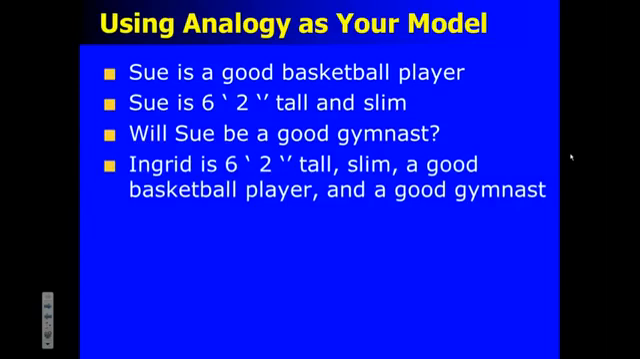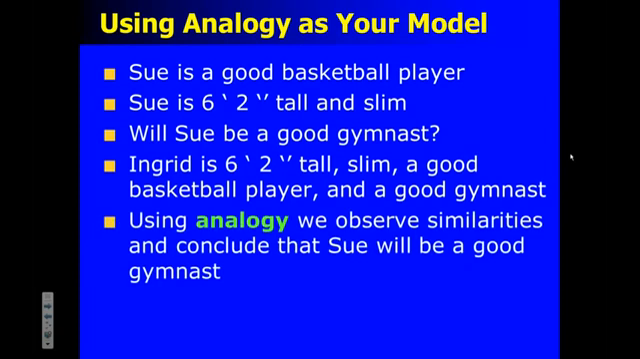So I'd say, okay, Sue's very best friend, and they do everything together, is Ingrid. She's 6'2", also tall, also slim, also a good basketball player, and also a good gymnast. Now again, it's a prediction. We could be right, we could be wrong, but using the power of analogy, we might be more inclined now to say, yeah, I think Sue might be a good gymnast. By adding that little bit more information, we're drawing on our experience and seeing if we can use this.